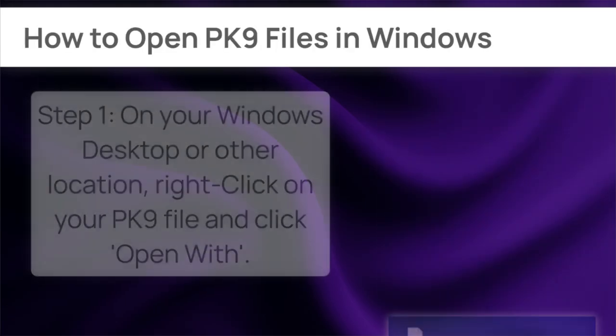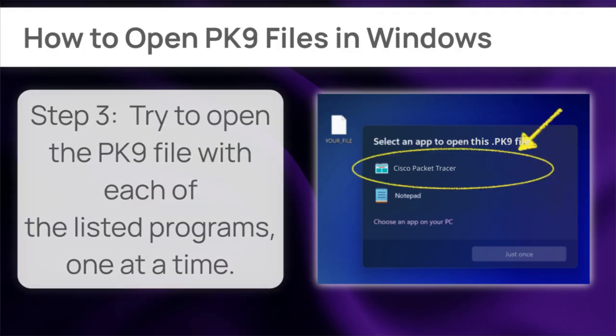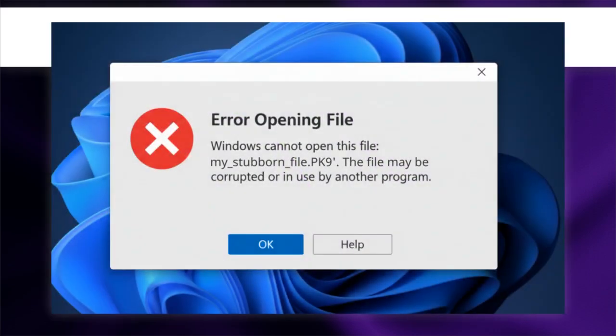Right-click the PK9 file and click Open With. Try launching with Cisco Packet Tracer first, as it's the recommended tool. If that doesn't work, test others until you find a match. If you cannot access the PK9 file, no problem. We're close to getting this fixed.